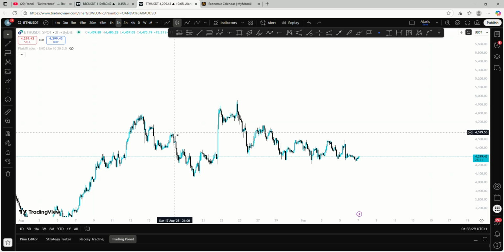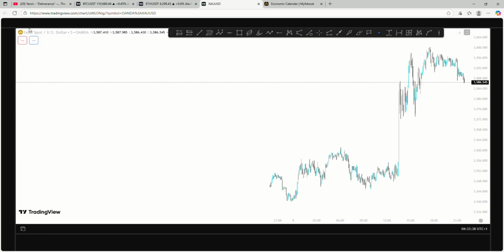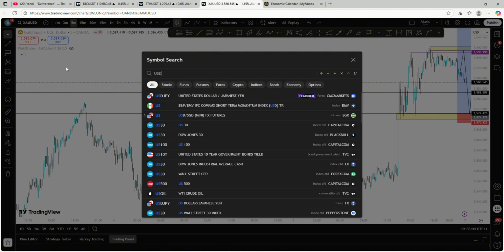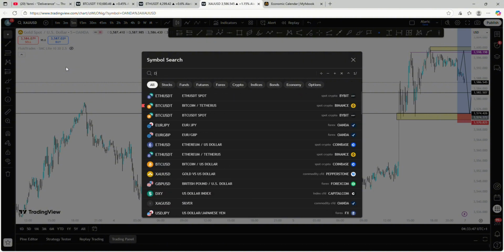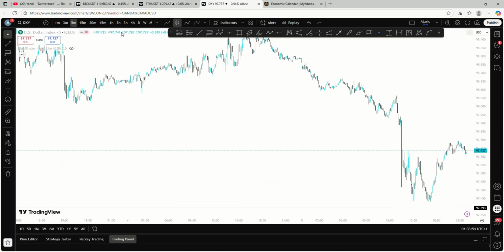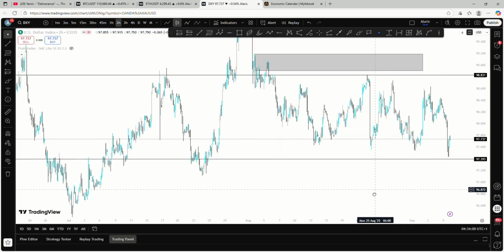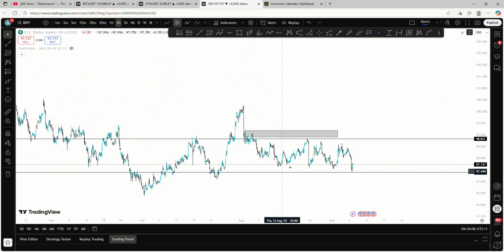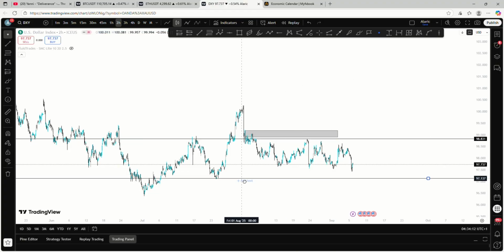Let me give you an instance. Let's assume that we want to check on the USD index. This is the USD index. Let me go to 2 hours so that we can see the bigger picture. You can see that the USD index moved from a resistance zone, dumping and coming down, and it's approaching the support zone level.